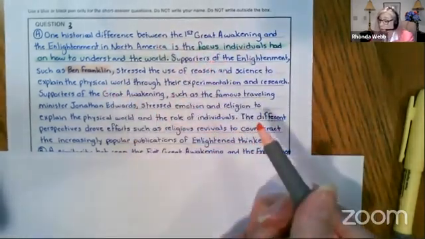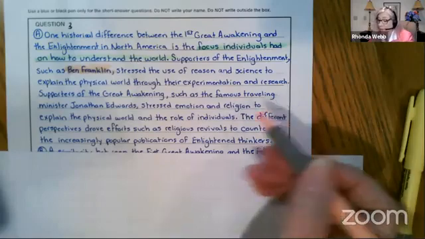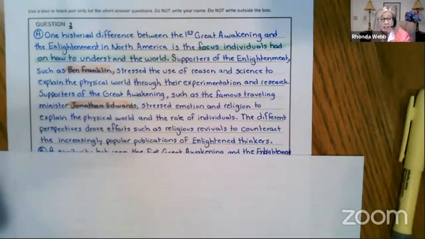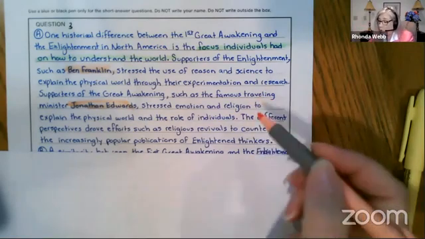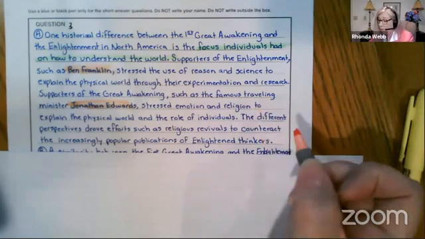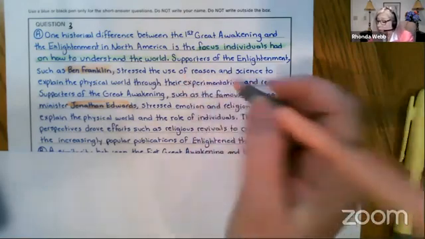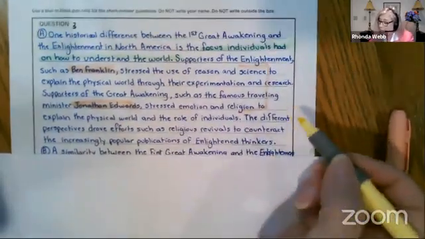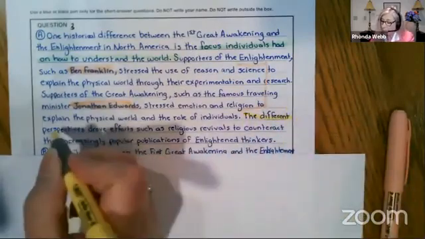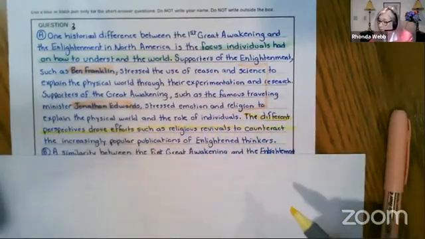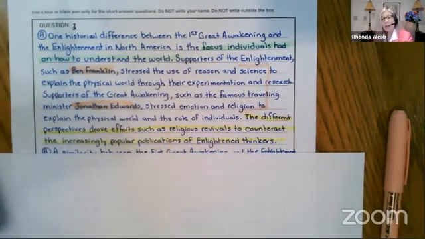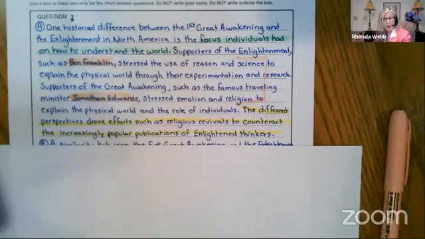So supporters of the Great Awakening, such as the famous traveling minister, Jonathan Edwards, you may remember him. I know in my class, we read Sinners in the Hands of an Angry God. That was one of his sermons. Stressed emotion and religion to explain the physical world and the role of individuals. So here's my evidence. And now I want to tie it together. The different perspectives drove efforts such as religious revivals to counteract the increasingly popular publications of enlightened thinkers. And so this is going to show the difference.